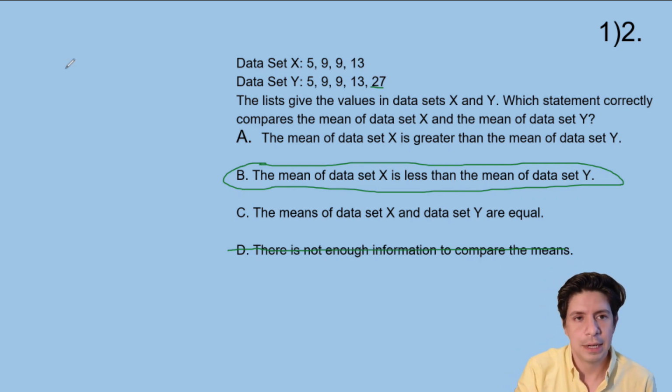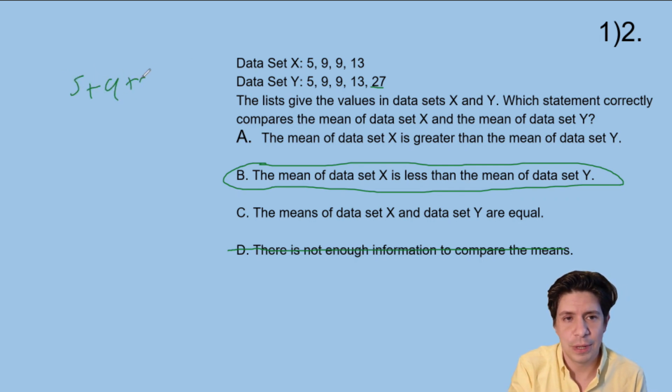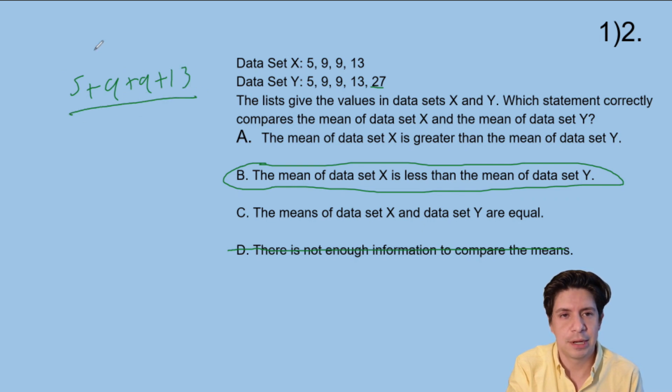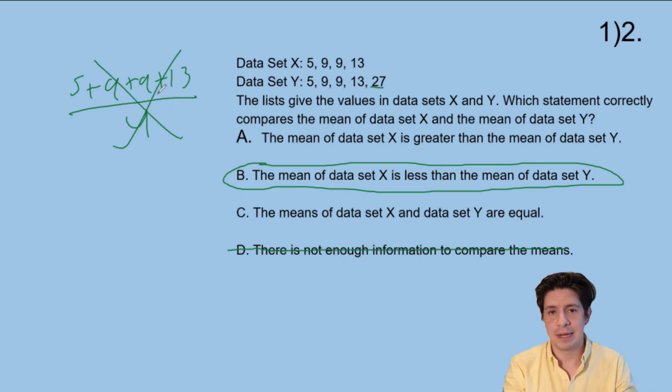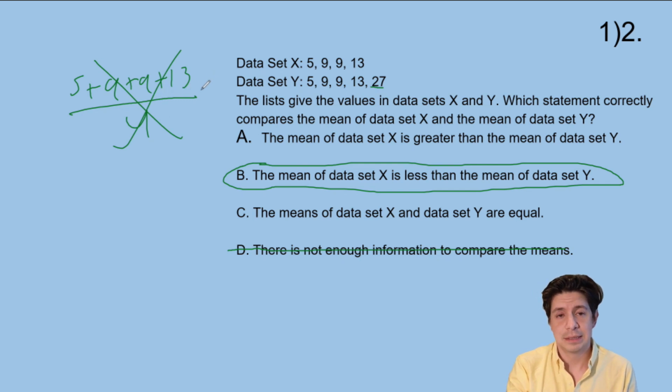You could do 5 plus 9 plus 9 plus 13, and find it, but that is a waste of time. Please don't do what I'm doing right now. No, okay, so this is going to be over 4. No, we're not going to do that. If you wanted to do that, that's totally fine. That would give you the mean, but that is a bad idea. Don't do that because it's just wasting time.